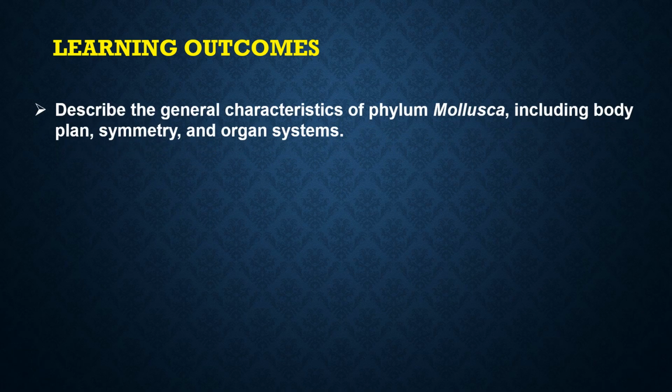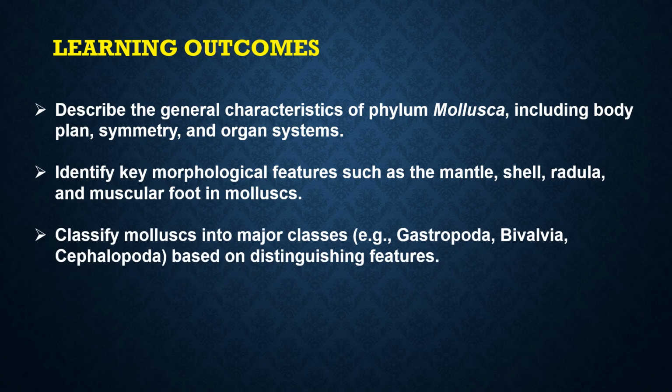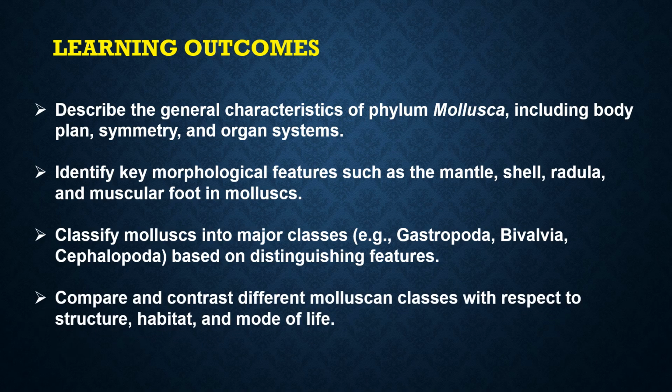You will be able to describe the general characteristics of Phylum Mollusca, including body plan, symmetry, and organ systems. You will identify key morphological features such as the mantle, shell, radula, and muscular foot in mollusks. You will be able to classify mollusks into major classes based on distinguishing features. And you can compare and contrast different molluscan classes with respect to structure, habitat, and mode of life by the end of this topic.